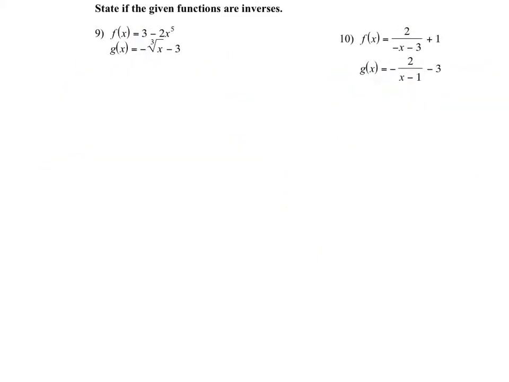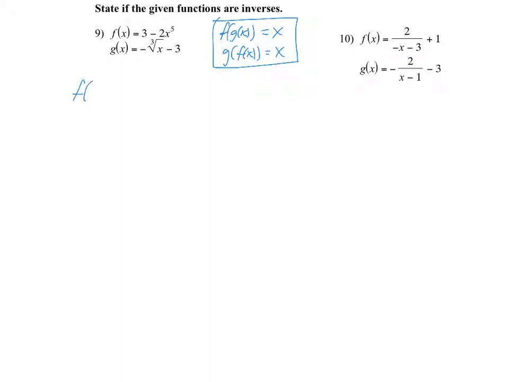So for questions 9, 10, and 11, it says state if the given functions are inverses. Now remember, if two given functions are inverses, that would mean f of g of x has to equal x, and g of f of x has to equal x. If it does, the two functions are inverses. If either one or both do not equal x, then they're not inverses. So let's find the first one here.